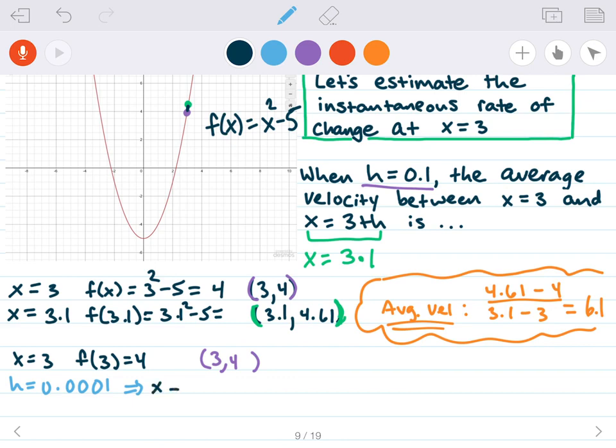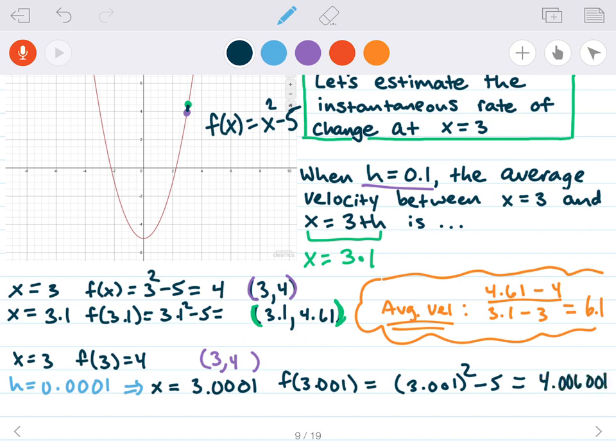So in this case, x is going to be 3.0001, and f of 3.0001, just plug it into the function. 3.0001 squared minus 5 is going to give us, okay, 4.00060001.